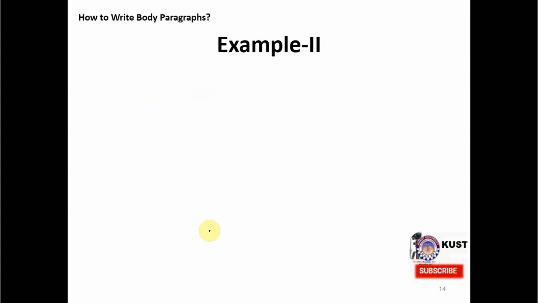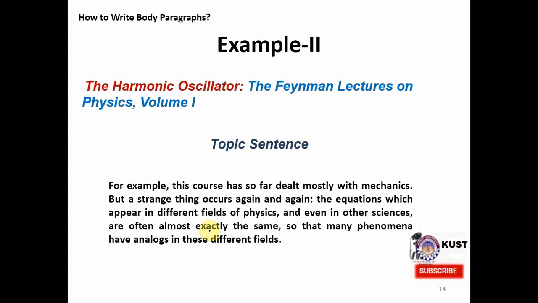And what's the claim then? The topic sentence is, for example, "This course has so far dealt mostly with mechanics, but a strange thing occurs again and again. The equations which appear in different fields of physics and even in other sciences are often almost exactly the same." So this is the claim he is making here, that many phenomena have analogs in these different fields.